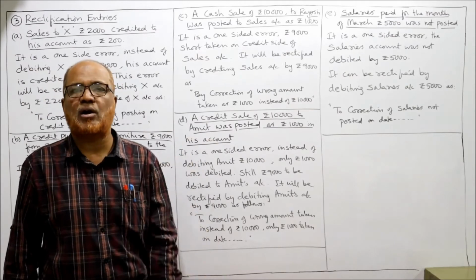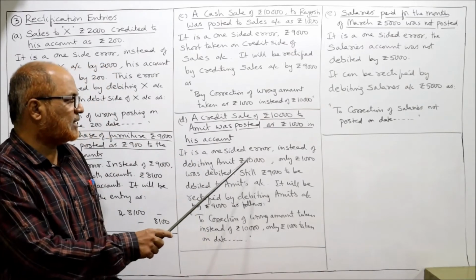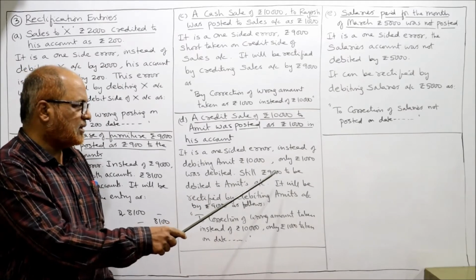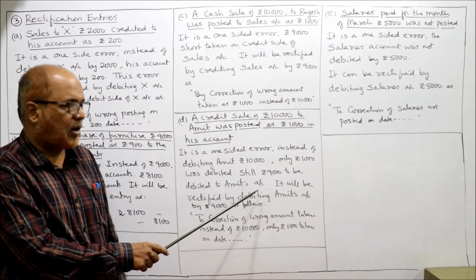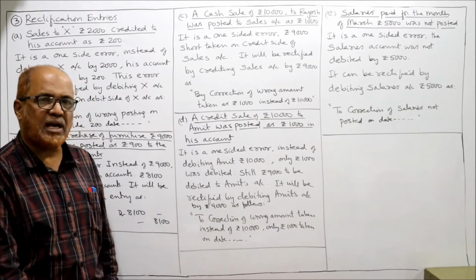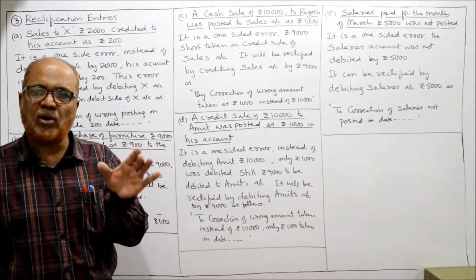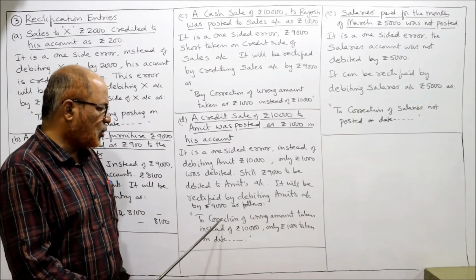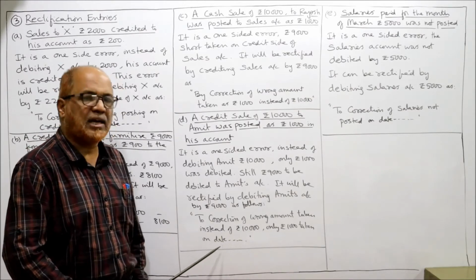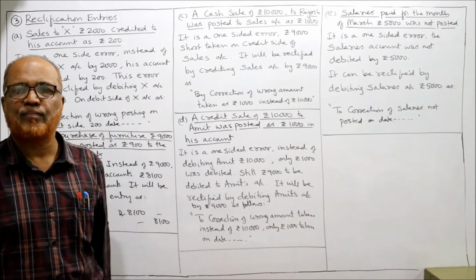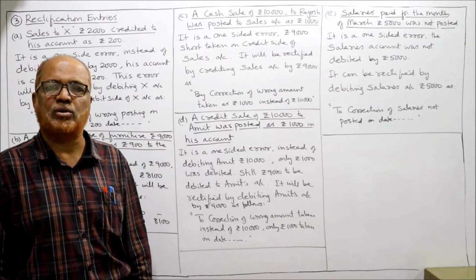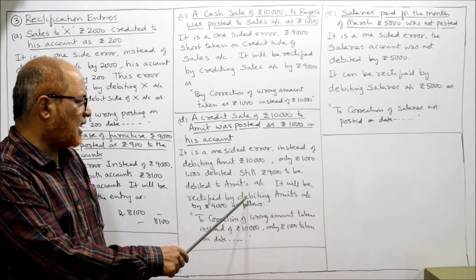Now we debit Amit's account by 9,000. So it is a one-sided error. Instead of debiting 10,000, only 1,000 is debited. Still 9,000 rupees to be debited to Amit's account. It will be rectified by debiting Amit's account by 9,000 as follows. So debit side of Amit account we should write: to correction of wrong amount taken, instead of 10,000, only 1,000 taken on date so and so. That's the sentence you have to write on debit side of Amit's account. And the amount to be taken is 9,000.